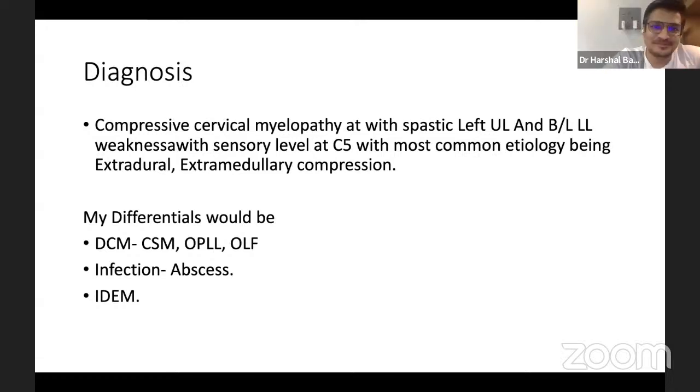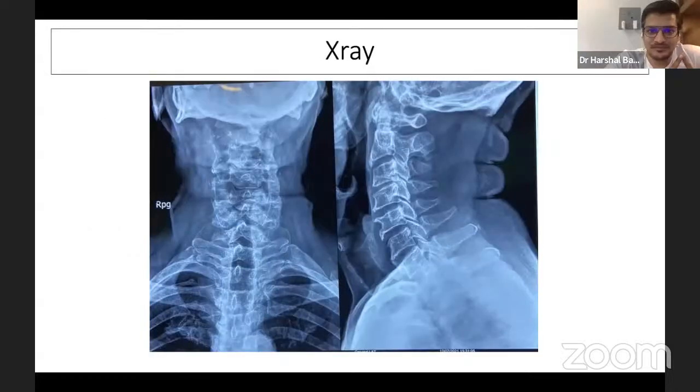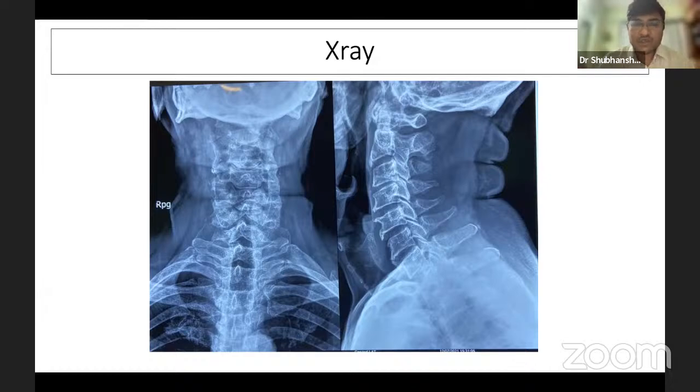Okay, Subhanshu, what would you like to do? Sir, I would like to investigate the patient further by doing X-rays, by radiological investigation. Okay. Sir, this is the X-ray of the patient, anterior-posterior and lateral views, which is showing normal alignment. Lordosis is maintained. There are some degenerative changes with reduced disc height at the 3-4 disc space, also ossified discs at the 4-5 and 5-6 levels.